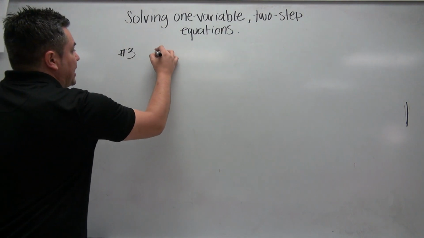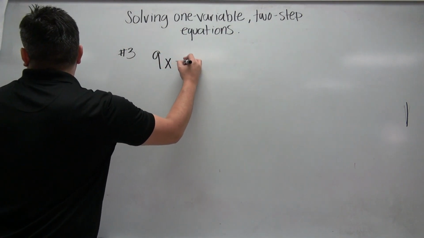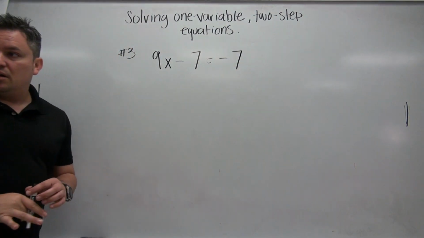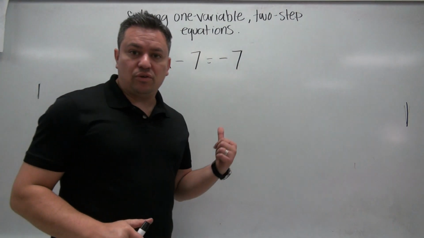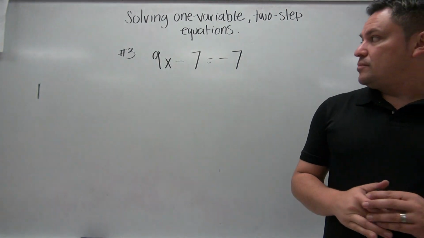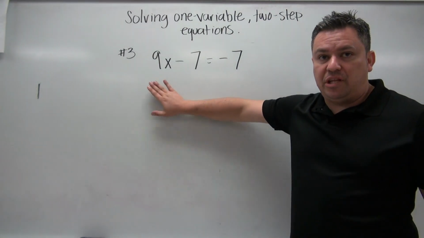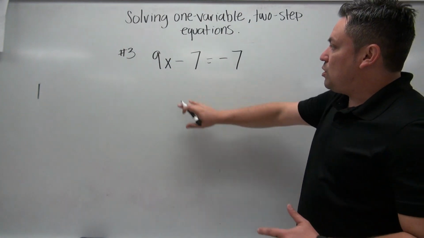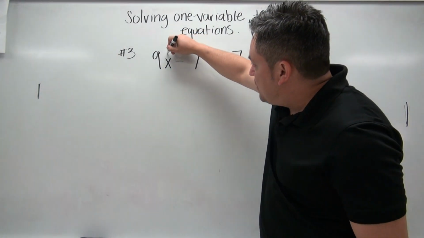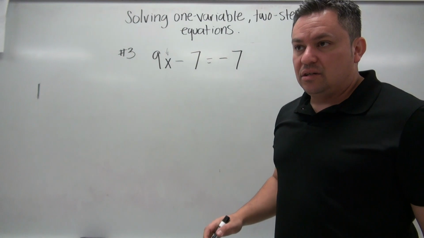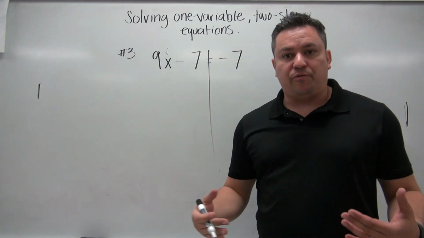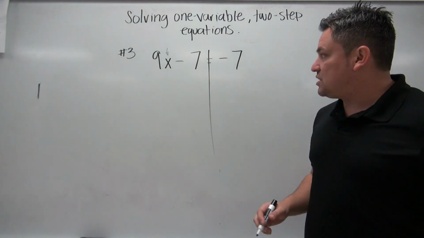9x minus 7 equals negative 7. Am I right or wrong? That's what it says right there? Yes. Okay. So we're going to start doing the same thing. Now my x is on the left side. That's where I want to keep it. So we're going to isolate x. I'm going to draw my line if I need to. I don't need to, but for the sake of keeping it consistent, I'm going to do that.